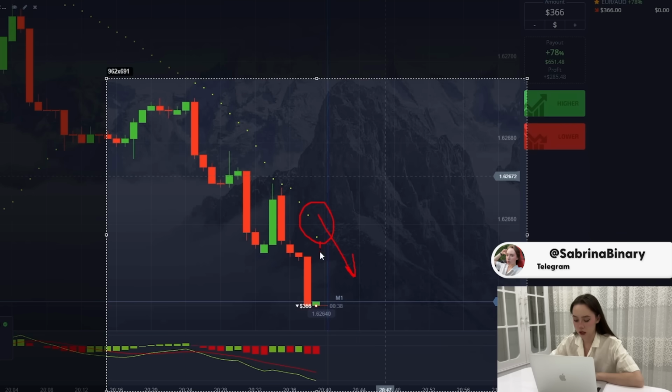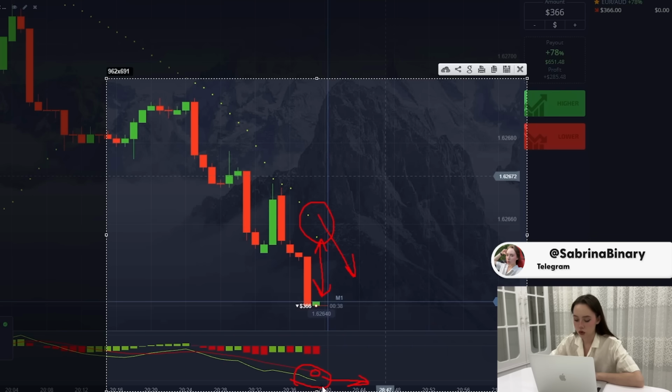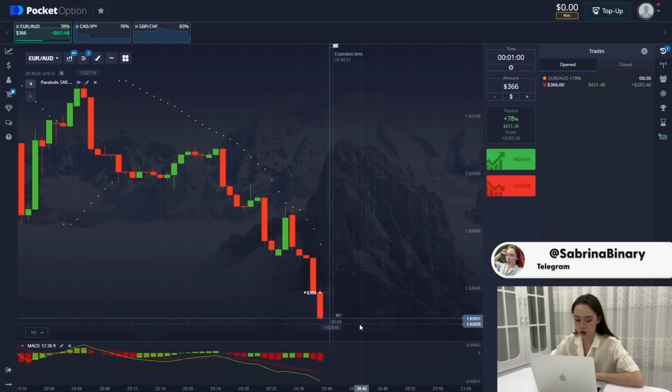And also pay attention to the gap between the indicator and the price chart. It's very large, which indicates the preservation of the trend, and the MACD indicator also showed the downtrend. The signal line is also higher than the main line, and they are not going to cross. And let's watch the trade.